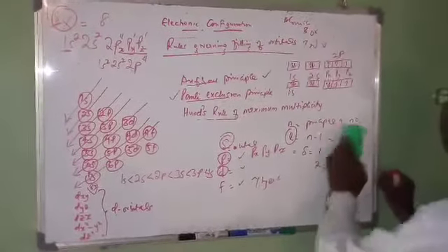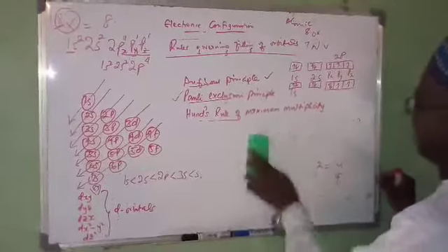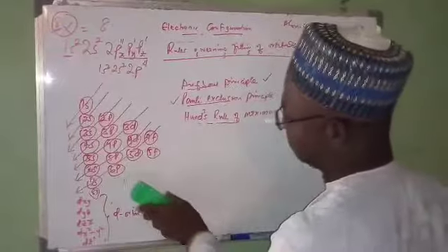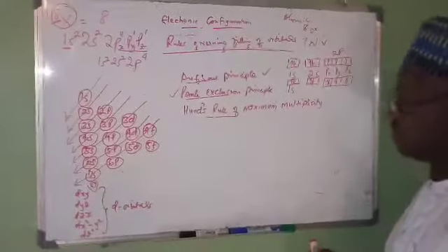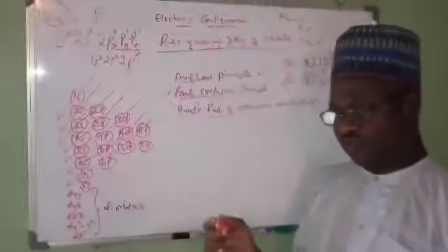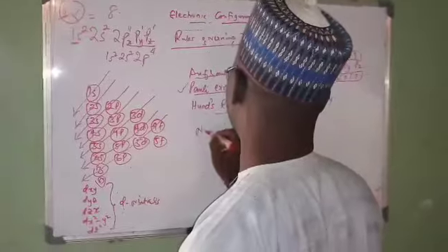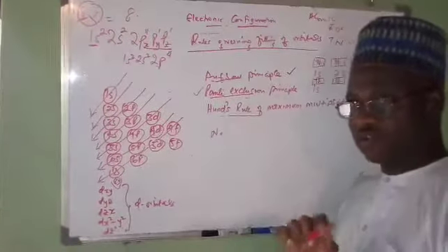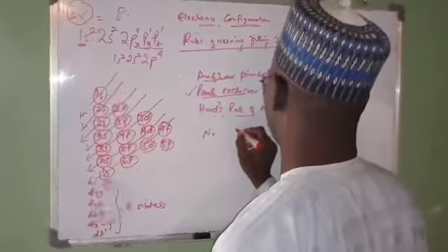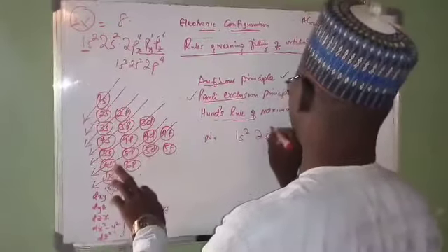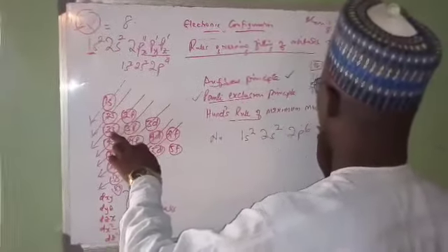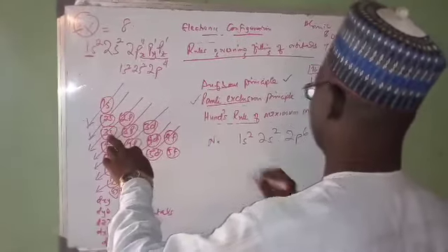However, we have to look at filling electrons into orbitals of ions. Let us see how we are going to fill electrons into the sodium atom. The atomic number of sodium is 11. We write it in this format: 1s2, 2s2, 2p6, and 3s1. This is that of sodium.